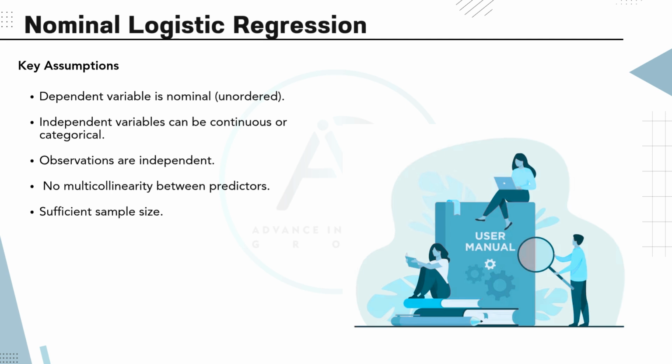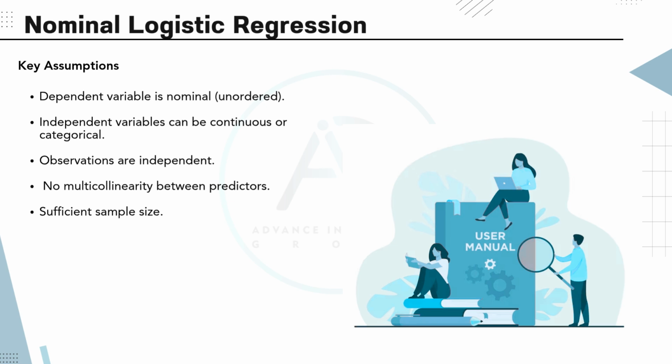These are important to ensure the validity of the results. Assumption 1. Dependent variable is nominal. The dependent variable must be nominal, meaning it consists of categories with no natural order. For example, product type, job roles, or customer preferences. Assumption 2. Independent variables. The predictors or independent variables can be either continuous, like age, income, or categorical, like gender, department.